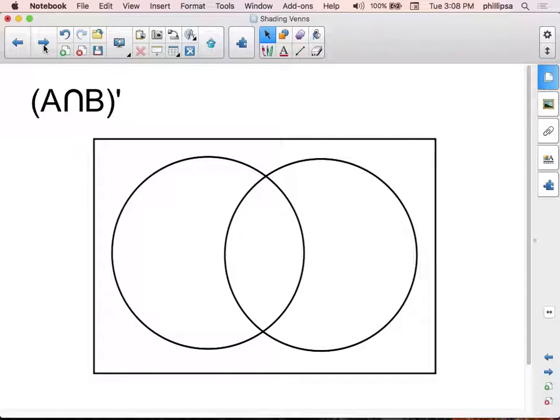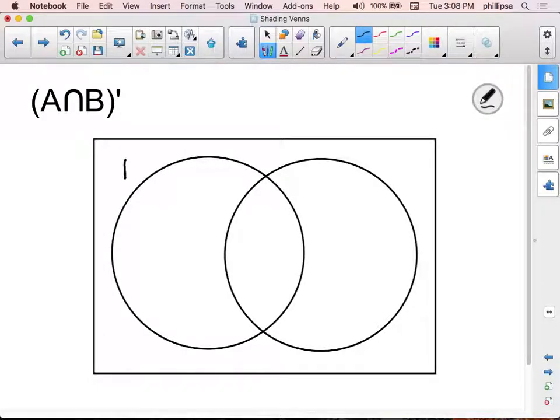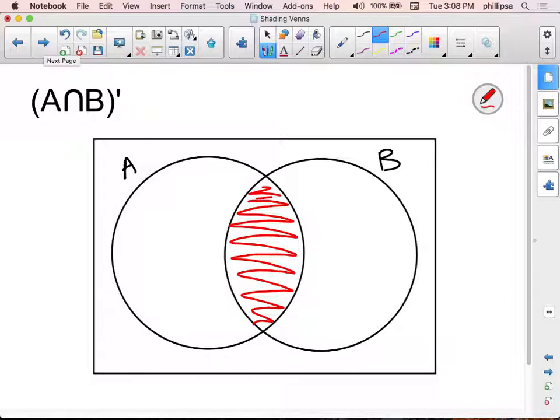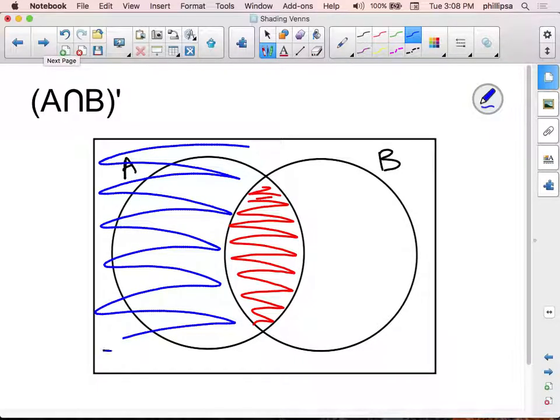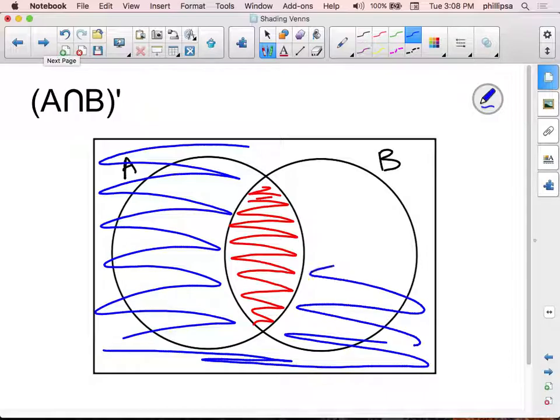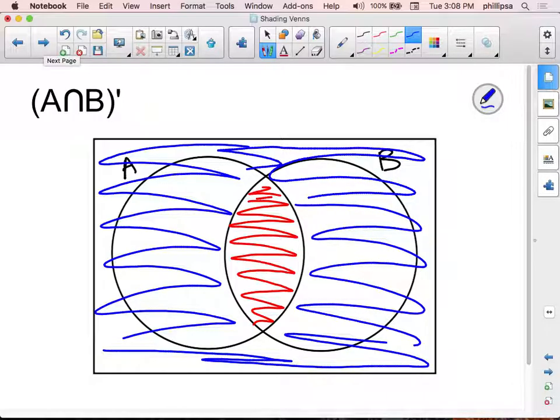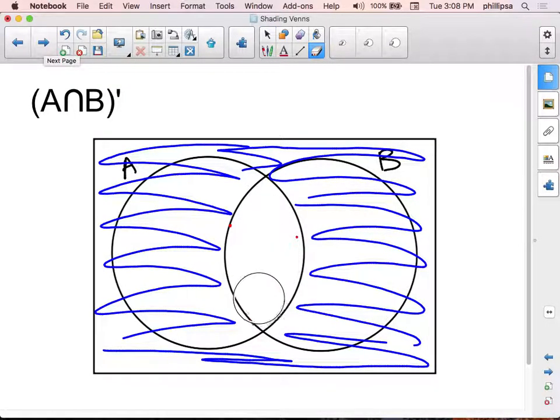Everything outside A intersection B. Let's acknowledge that A intersection B had to be where A and B overlap. Okay? Here's your A intersection B. You want everything that is not in that space. You want everything outside of A intersection B. You want everything shaded in blue. Take away my red, because that was inside the parentheses. Once I add the parentheses and the complement sign, it's now not included.